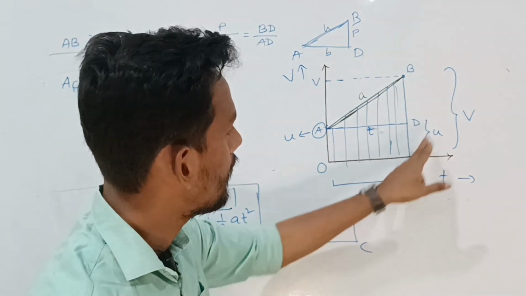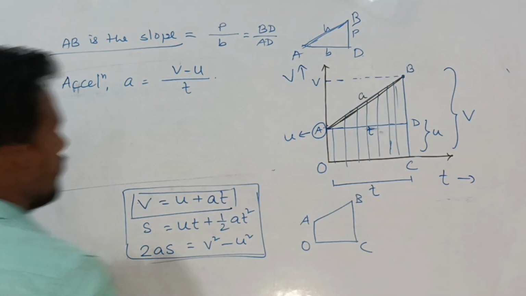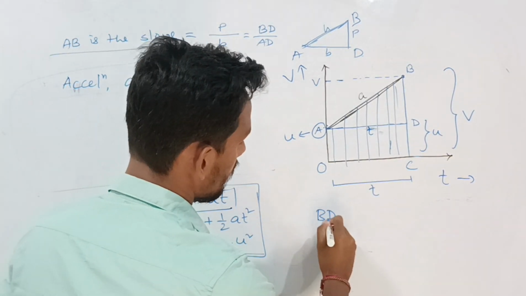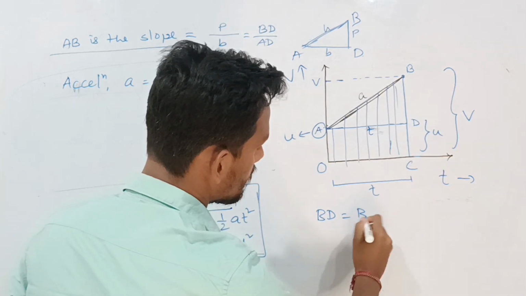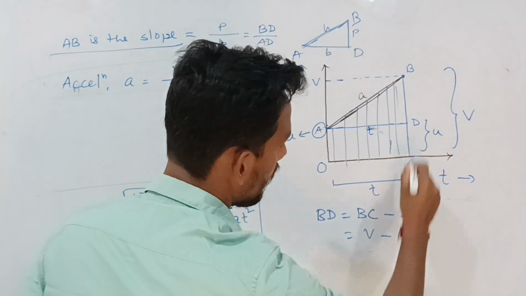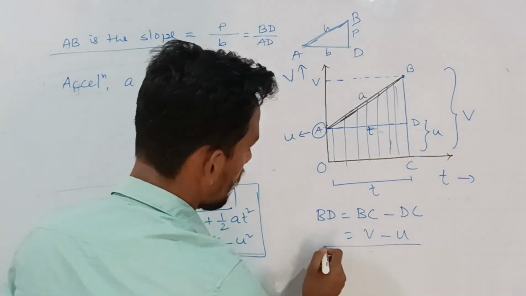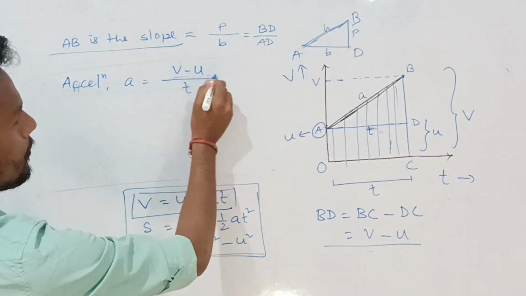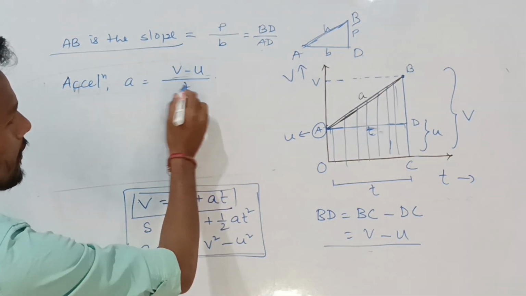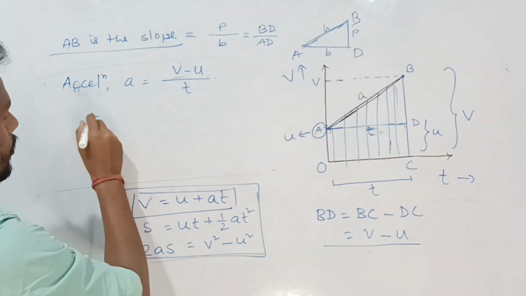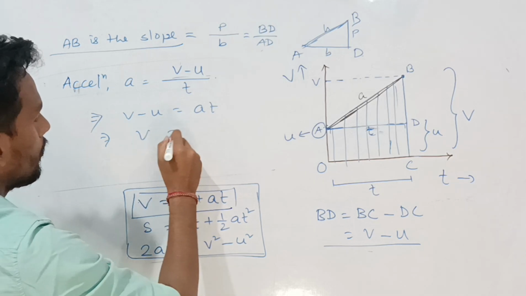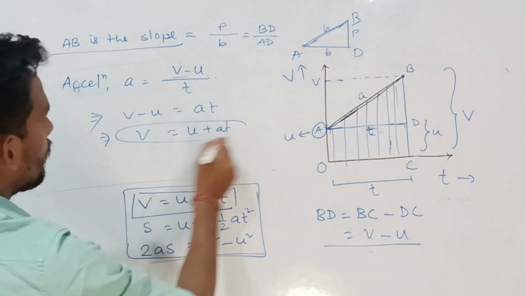BC is v, so you can find out. BD is equal to the total distance BC minus this DC. What is BC? BC is v and DC is u. So BD will be v minus u. Instead of BD, we can write v minus u. AD means time t. So v minus u by t is the acceleration. So multiply it: v minus u is equal to a into t. So v is equal to u plus at. So this is the proof of the first formula.